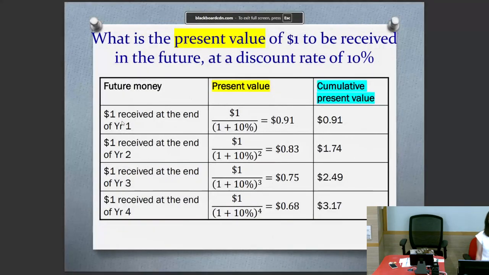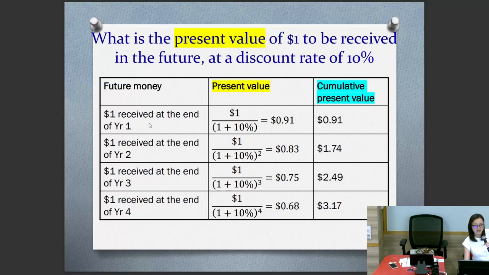So receiving $1 1 year later is the same as, using this equation, $1 divided by 1 plus the discount factor, which is equal to 0.91, so 91 cents. It means that to you, if your discount rate is 10%, getting $0.91 now is the same as getting $1 1 year later. It makes no difference to you, same value.